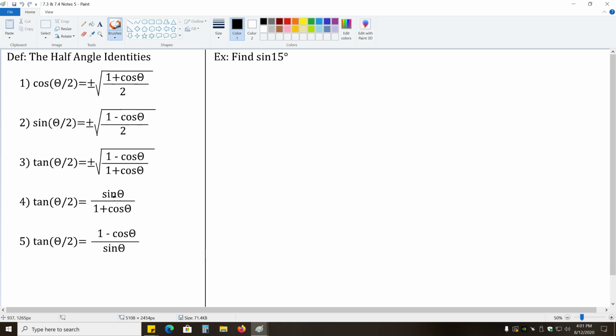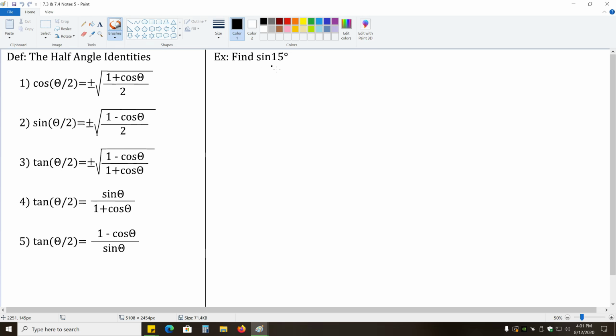You can use any of them. Typically the 4th and 5th formulas will be the easier ones to deal with because they don't have a plus or minus, which means you don't have to figure out which value to pick, the positive or negative one. But the nice thing about the 3rd formula is it doesn't rely on sine. It only relies on cosine of theta. So if you're only given cosine and not sine, then you can just use the 3rd formula. So with that, let's go ahead and find sine of 15 degrees.